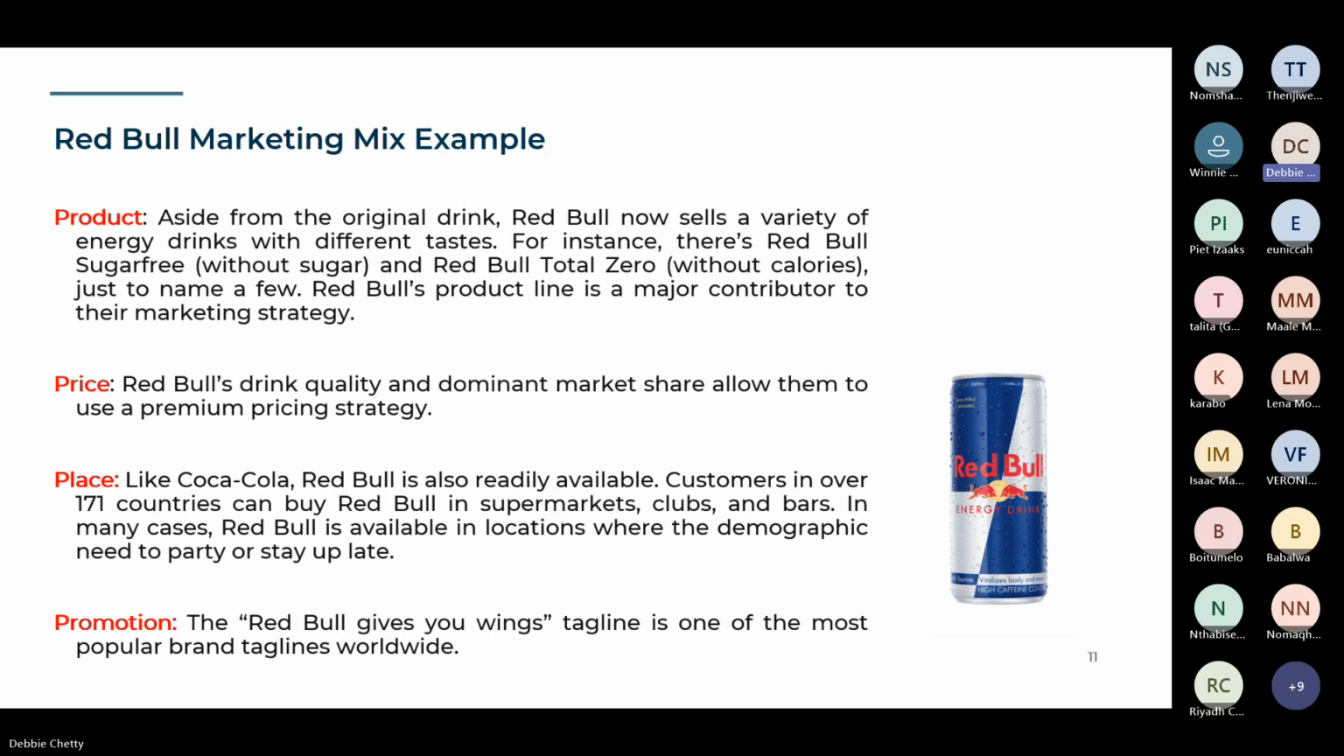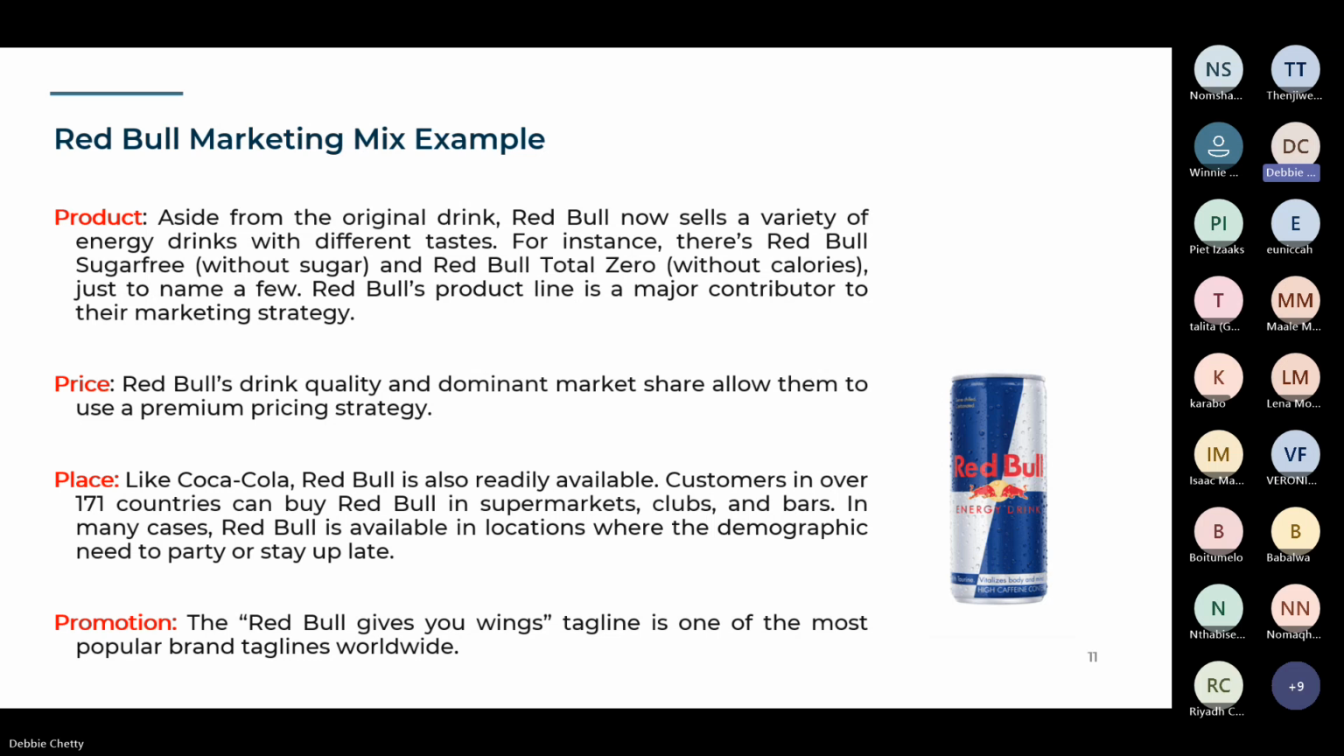Another example we have here is Red Bull. With Red Bull, their marketing mix in terms of product: aside from their original drink, Red Bull now sells a variety of energy drinks with different tastes. For instance, they also have the sugar-free and Red Bull Total Zero without calories, right? To make it more convenient to reach a larger target audience. So they introduce new products.